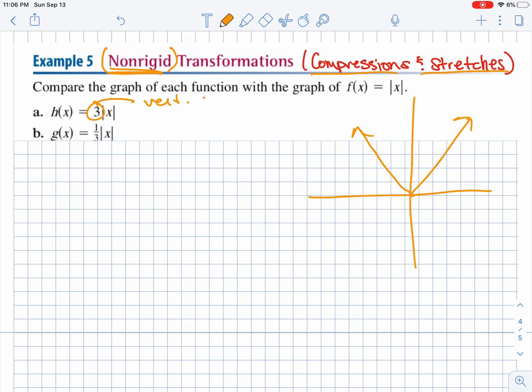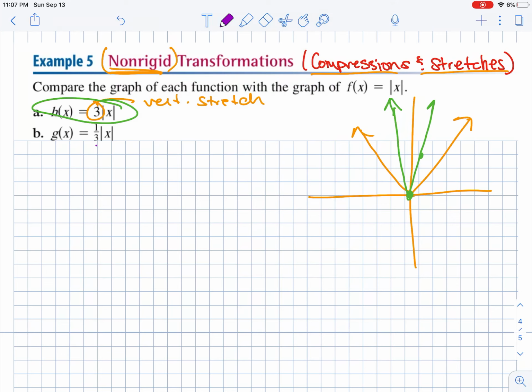Here, it's a vertical stretch. So instead of going up 1 over 1, we're going to go up 3 over 1. So we're stretching it vertically. So we're going to start at 0, 0. And instead of going up 1 over 1, we're going up 3 over 1, like this. So it just looks a lot skinnier because it's going up faster.